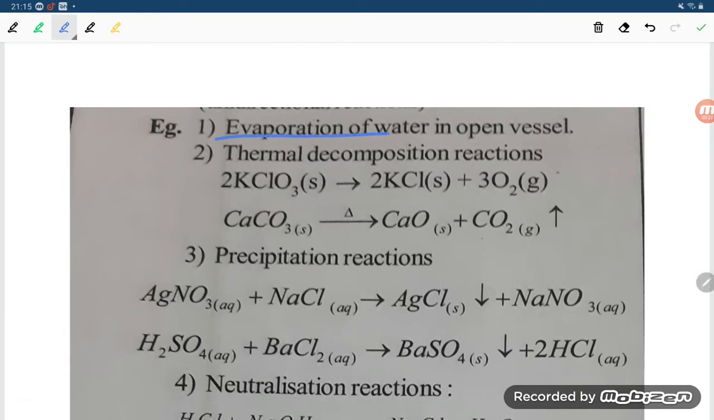First example is evaporation of water in an open vessel. Whatever water in an open vessel evaporates will not come back, so this is an example of an irreversible reaction. Next is thermal decomposition. If a substance is thermally decomposed, it will not reverse. Suppose KClO3 forms KCl and 3O2; KCl and O2 cannot combine again to give KClO3. So this is a one way process; the arrow points in only one direction.